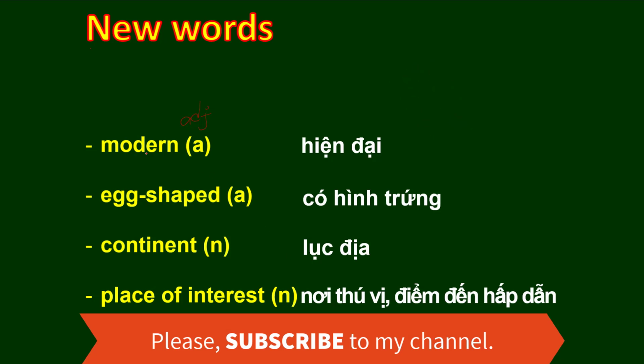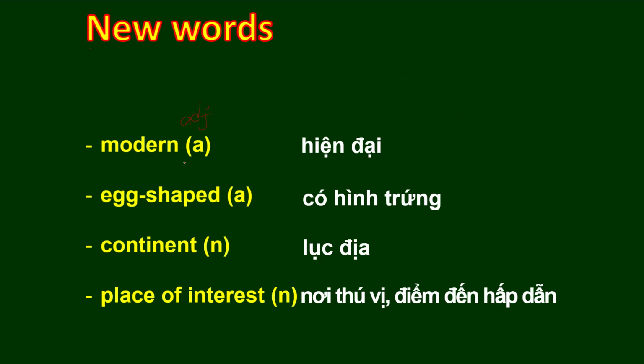So let's see one more time. Let's read them again. Modern, egg-shaped, continent, place of interest. Modern, the stress is on the first syllable. Egg-shaped, here the stress is on the first syllable. And continent, also it is on the first syllable. And then place of interest, it is on the second word.